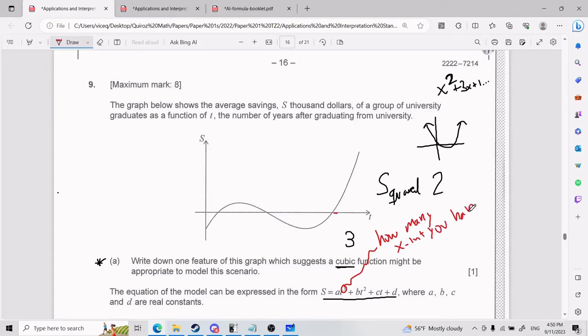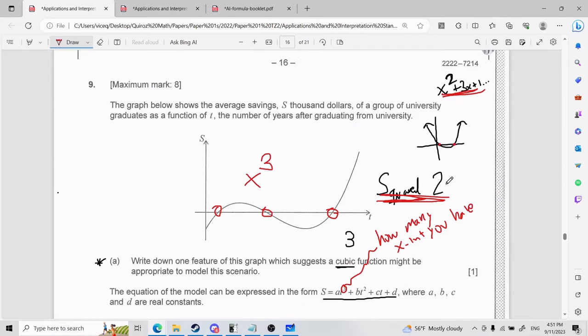And so how many x-intercepts do I have here? I have 1, 2, and 3. And so because I have 3, that means I have to have an x cubed somewhere. So that is a good reason to have a cubic function, because I have 3 x-intercepts. If I have only 2, like in this example here, if you have x squared, how many zeros do I have? I've got this one there and this one there.